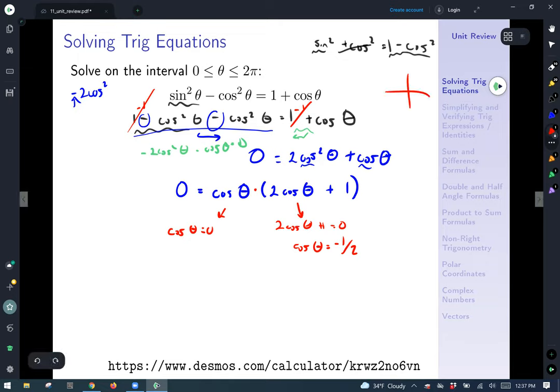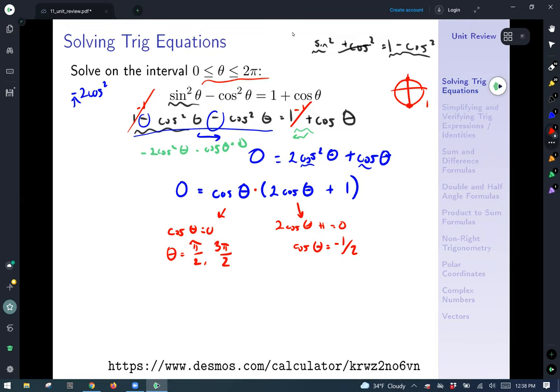Remembering that cosine is the x coordinate on the unit circle, where is cosine going to be 0? It's going to be 0 at pi over 2 and 3 pi over 2. Once again, we're working within 0 to 2 pi. So this left problem gives me theta equals pi over 2 and 3 pi over 2.